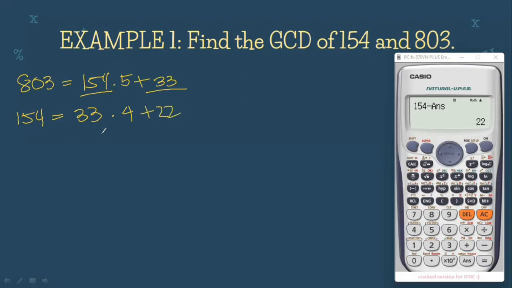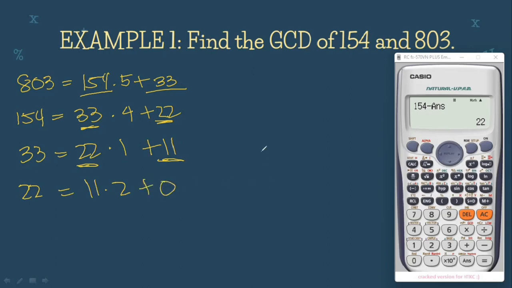Plus 22. Ngayon po, ang kakailanganin na po natin is ito na po uli na dalawa. So we have here 33 is equal to 22 times 1. Kasi 1 lang naman po. Pag itinimes natin siya, magiging 4 na po siya. Plus 11. Ngayon po, ito na po yung gagamitin natin. So we have 22 is equal to 11 times 2 plus 0. Ngayon po, in our definition, yun daw pong GCD ng dalawang number is the last non-zero. So dito po, ang pinaka-last non-zero po is 11. So therefore, the GCD of 154 and 803 is 11.